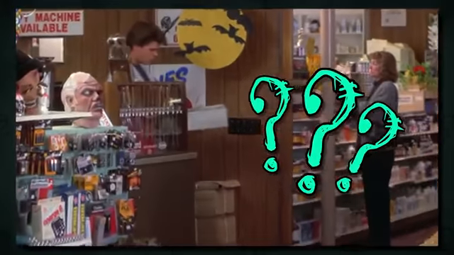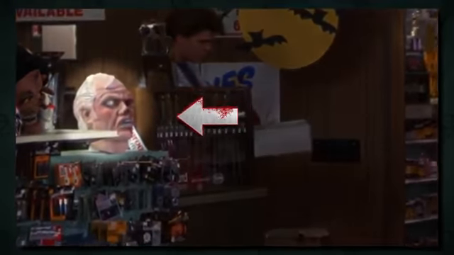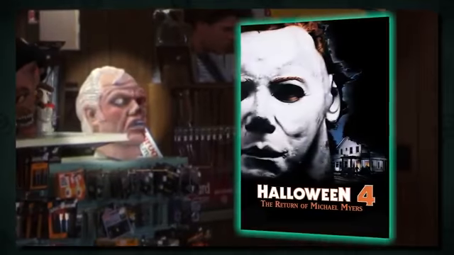Is there a greater meaning behind this mask seen in the Halloween display in the background of the pharmacy in Halloween 4? Maybe. Just maybe.